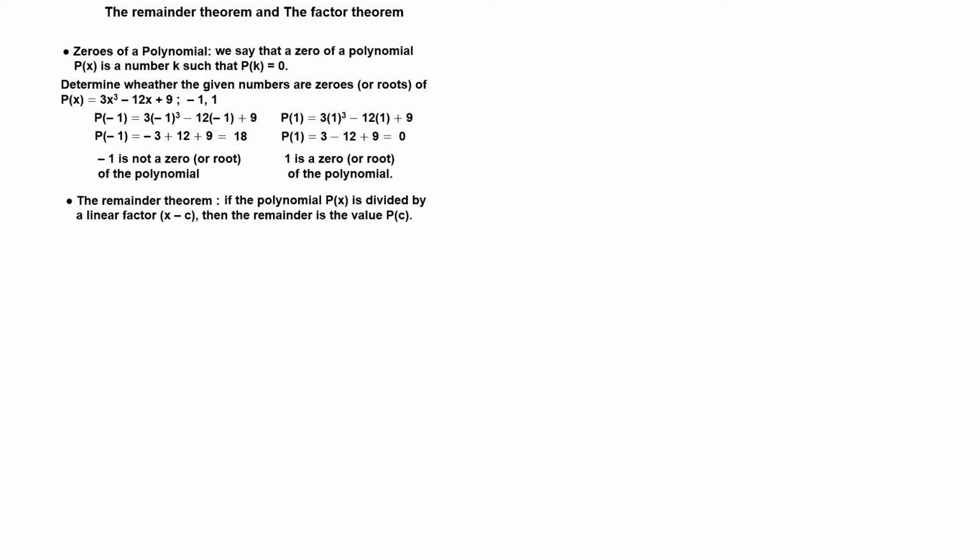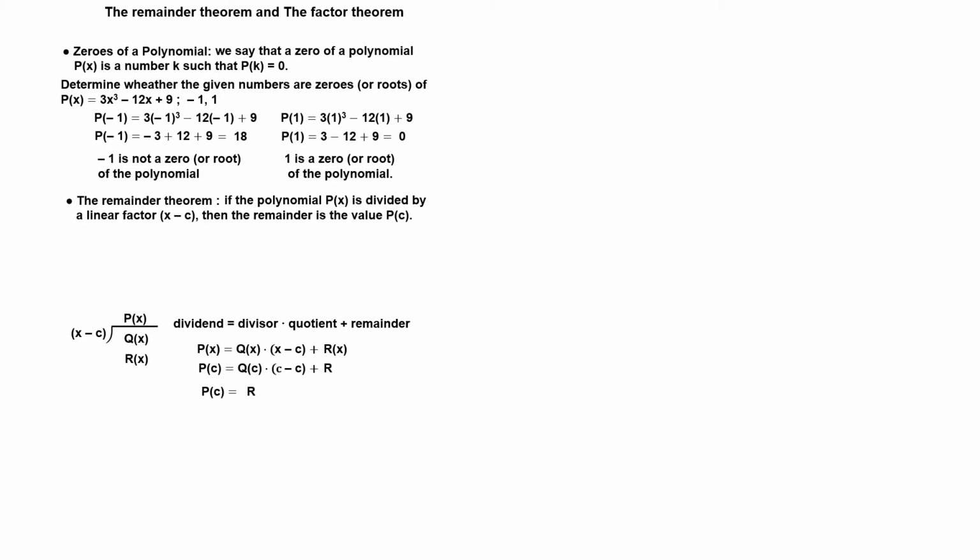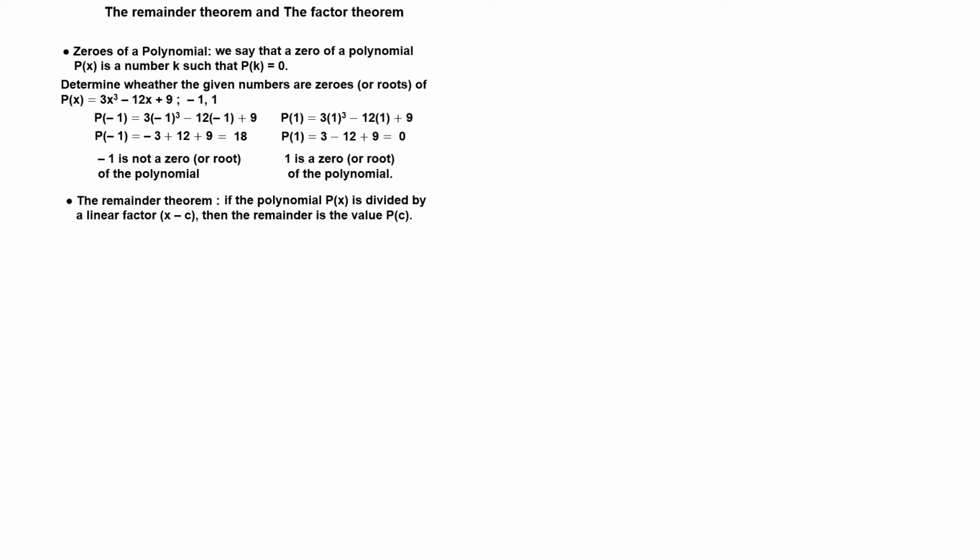When we divide the polynomial p of x by x minus c, we get a quotient q of x and the remainder r. The degree of the remainder r of x must be less than the degree of the divisor. Therefore, if the divisor has degree 1, the remainder has degree 0 and is therefore constant. We now replace x with c in this equation, and we can see that p of c equals the remainder. You should keep in mind two things. The number c is the zero or root of the divisor x minus c, and the remainder is equal to the polynomial evaluated at x equals c.